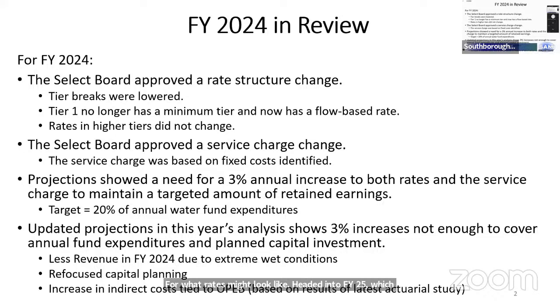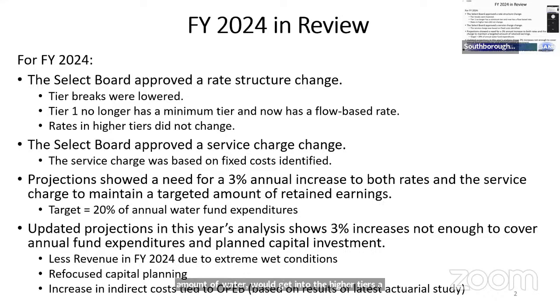So for FY24, thinking back to what we were looking at about a year ago, the select board approved a rate structure change. I don't think we changed the number of tiers, but we changed what the tiers look like. The tier breaks were lowered. What that means is the amount of usage per tier was lowered from what it was prior, which meant that users, if they were to use the same amount of water, would get into the higher tiers a little more quickly because of that change.